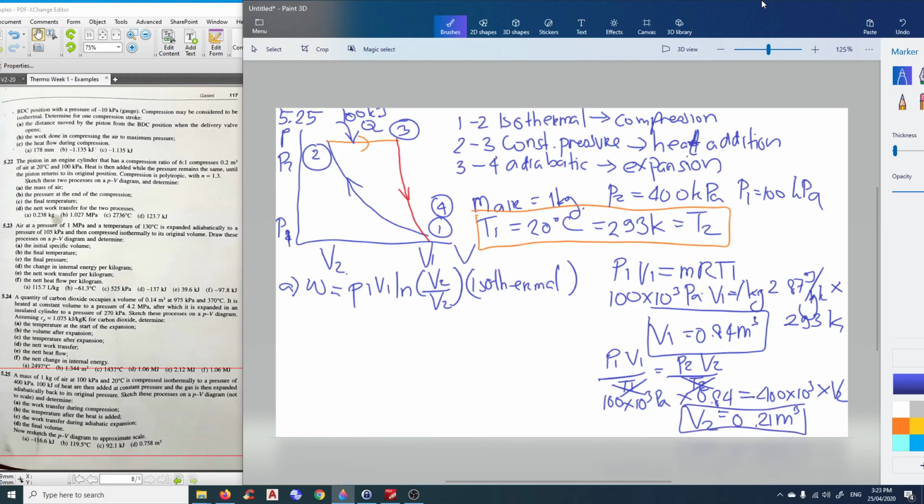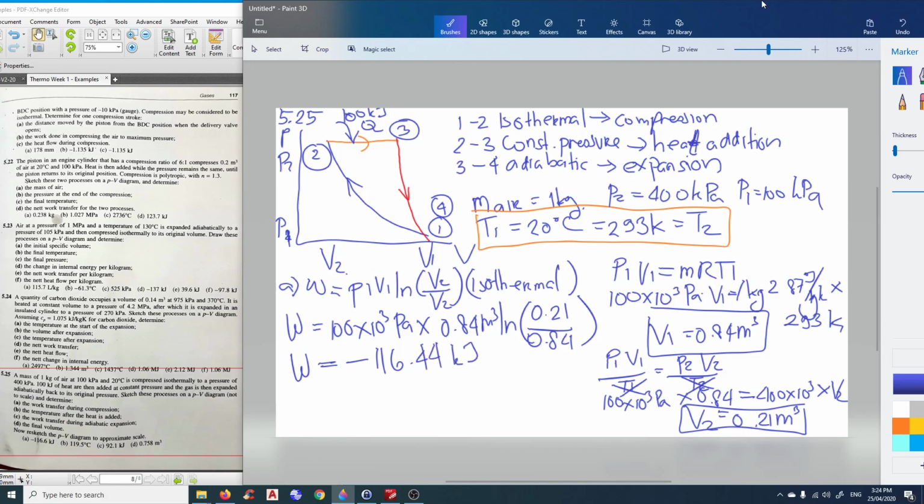So now we know V1 and V2, we can solve this. So work being transferred, P1 is 100 kPa, V1 is 0.84, ln V2 over V1. To calculate this, you put in the calculator ln bracket 0.21 divided by 0.84 bracket, and then it will give you the answer. So solve for work is negative 116.44 kilojoule. Now why is it negative? Because it's work in, which makes sense because you need work in order to compress the gas. So the system needs work, hence the negative sign. Okay.